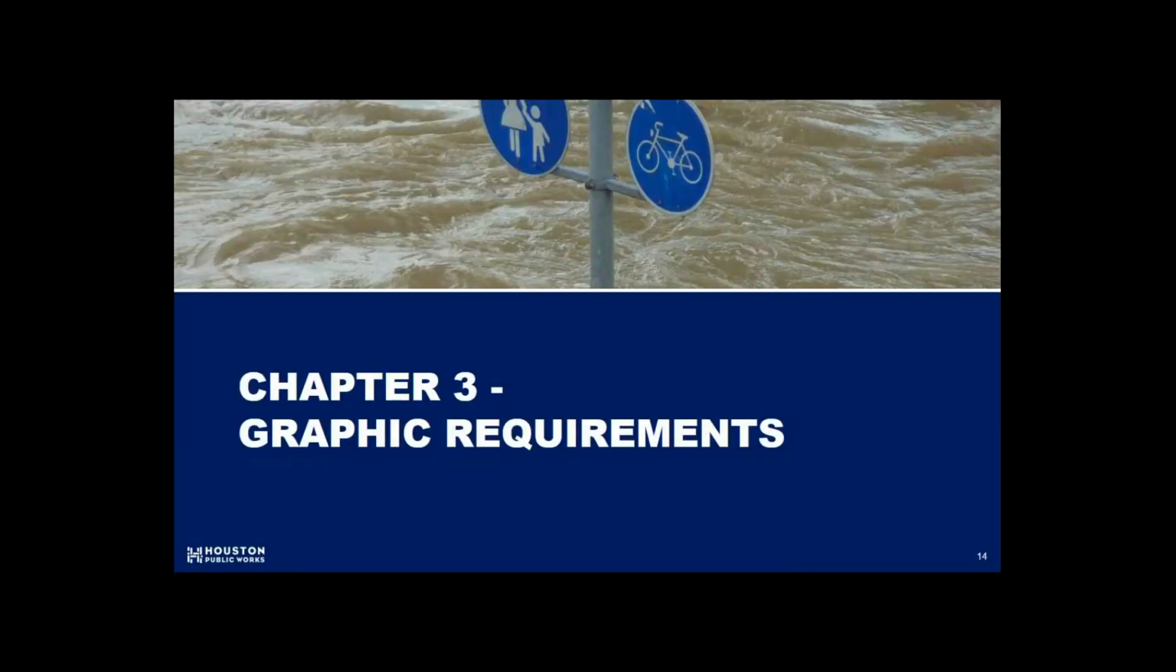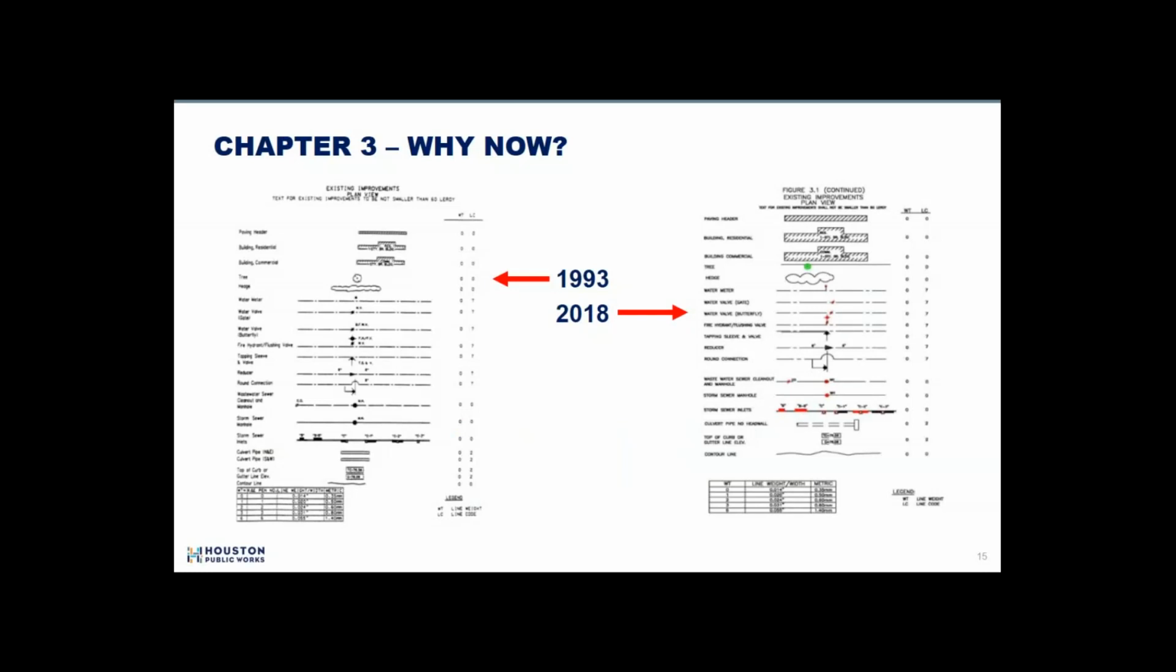So we're going to jump into Chapter 3 and talk about why Chapter 3 was reviewed out of cycle and where we were headed. Here you can see a page from the 1993 IDM, and it looks a lot like the 2018 page out of the IDM. There's not been a significant update to Chapter 3 in over 25 years.